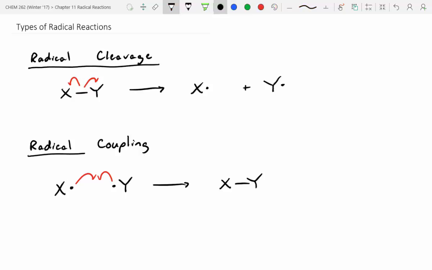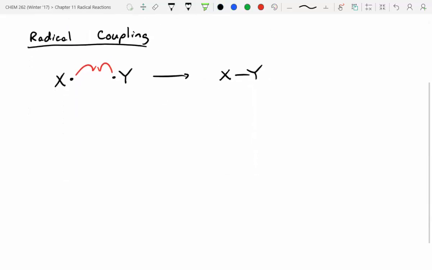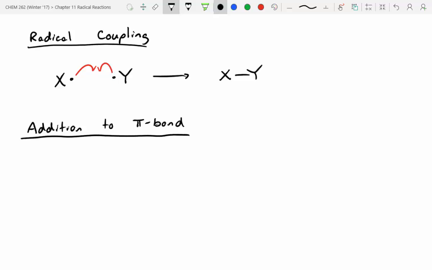All right, so those are the two simple ones that involve relatively easy reactions. The next one involves an addition to a pi bond. And let's see if you guys can figure this one out. So we've got a radical, and we've got a pi bond. How do you guys think these could react? They could attack.